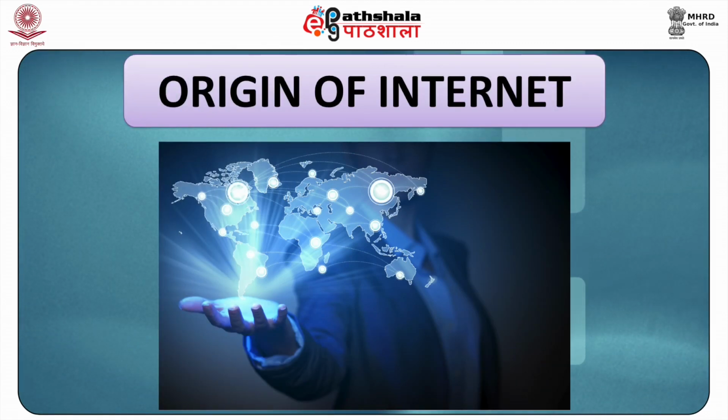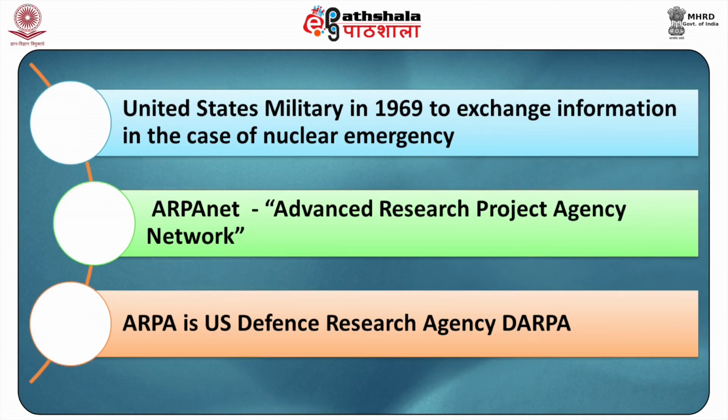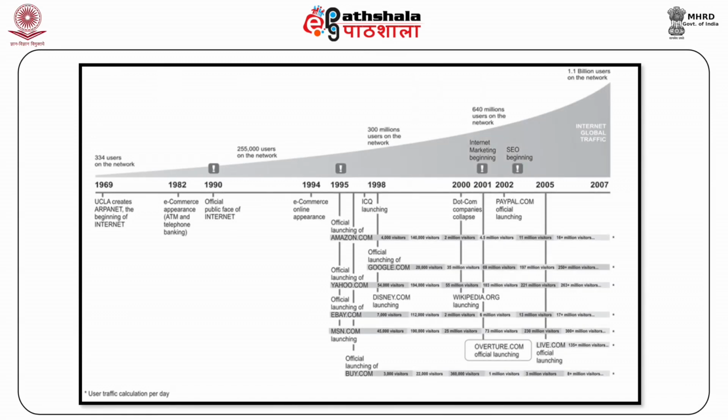Origin of the Internet. The Internet first started as a network of the United States military in the year 1969 to exchange information in the case of nuclear emergency. It was named ARPANET, which stands for Advanced Research Project Agency Network. ARPA is usually the US Defense Research Agency, DARPA. It is evident from the graph that after the official public release of the Internet in the 1990s, the internet usage is on an exponential increase curve.